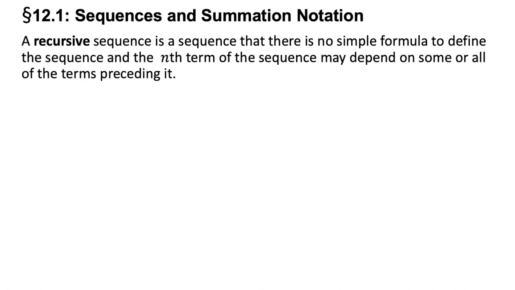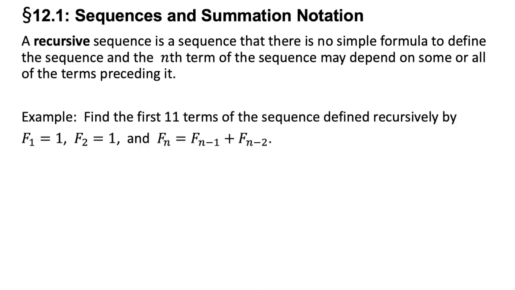A recursive sequence is a sequence for which there is no simple formula to define it, and the nth term of the sequence may depend on some or all of the terms preceding it. Here we want to use a recursive method to find the first 11 terms of the sequence, where f sub n is the sum of the two previous terms. We know that f sub 1 and f sub 2 are both 1.